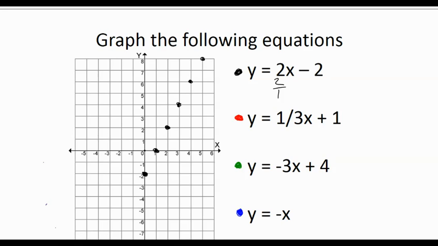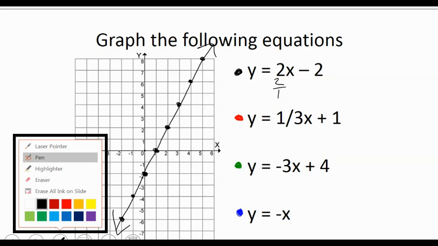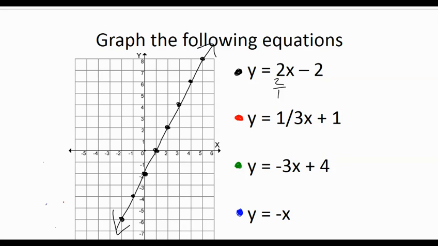I also could do the opposite. I could go down 2, left 1. Down 2, left 1. Last one's kind of in my way there. So then what I can do is I can connect them all with a line. I put arrows on the end of the line to signify that that line keeps going forever and ever and ever. So that's all I needed to do there to graph it. I needed the y-intercept and I needed the slope.